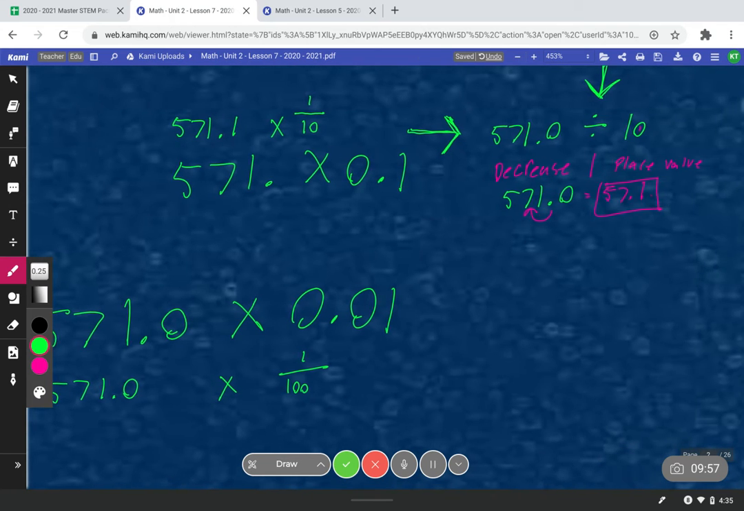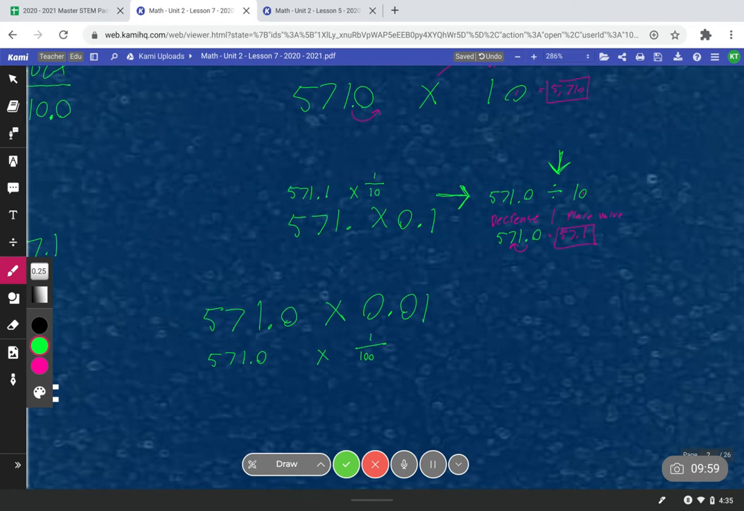One over 100. Okay, so what do you think the inversion would be? So up here we did divided by 10. What would it be? 571. What would the inverted version be? Divided by, because we got to do the opposite sign, and then we're going to do the denominator. Divided by 100.